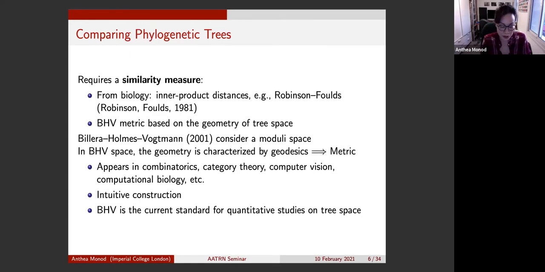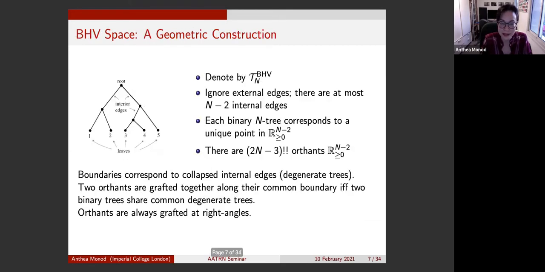It has quite an intuitive construction. And as I mentioned before, it's the current standard for quantitative studies on tree space, and people are using this a lot in biology these days. So I'm going to present that now and give you an idea of what BHV space is. There are two ways that you can construct BHV space. The first one that I'm going to talk about now is a geometric construction.